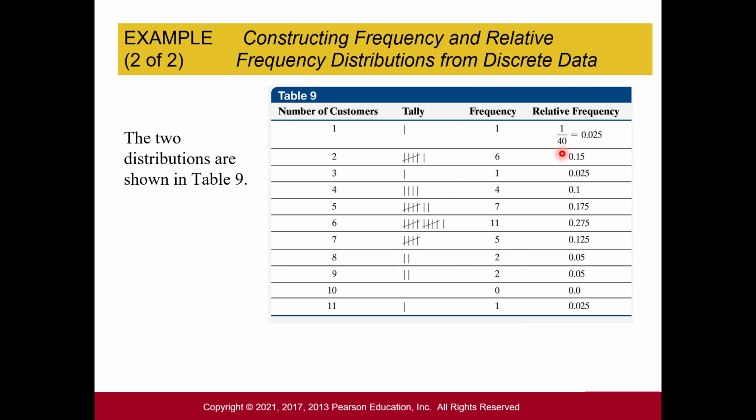So 40 points of data on our previous raw data table. So 1 out of 40 would be the relative frequency, so 0.025 for one customer showing up. If we jump down here to 6, 11 people showed up, so 11 over 40 would be 0.275 or 27.5%.